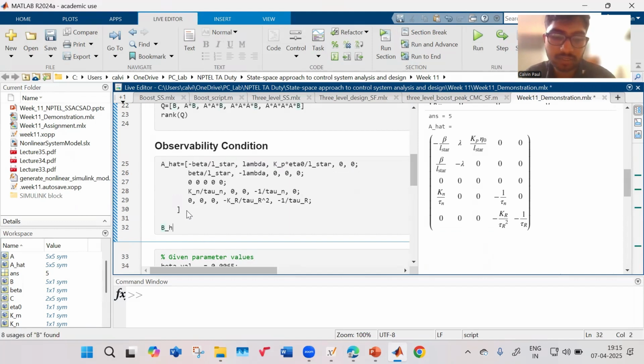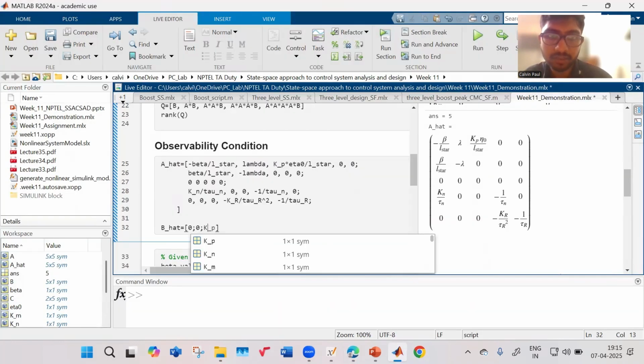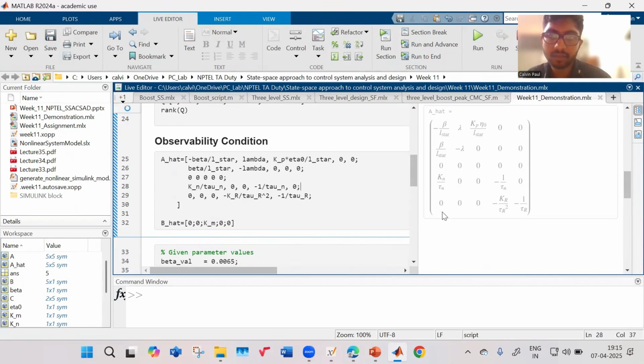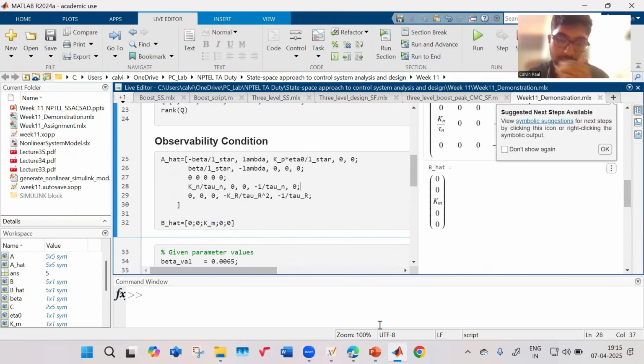Let's go to our B hat. Our B hat is 0, 0, k underscore m, 0, 0. So this is our B hat. This is how B hat is given.